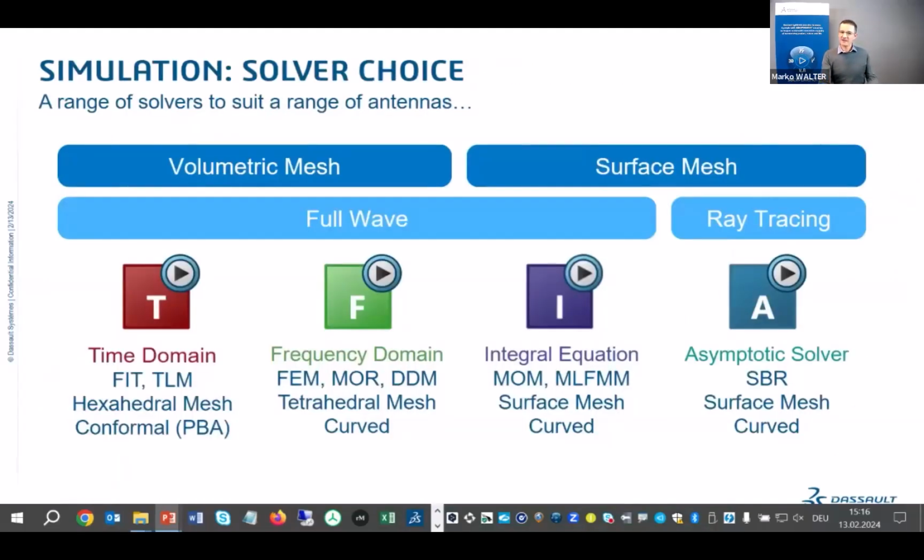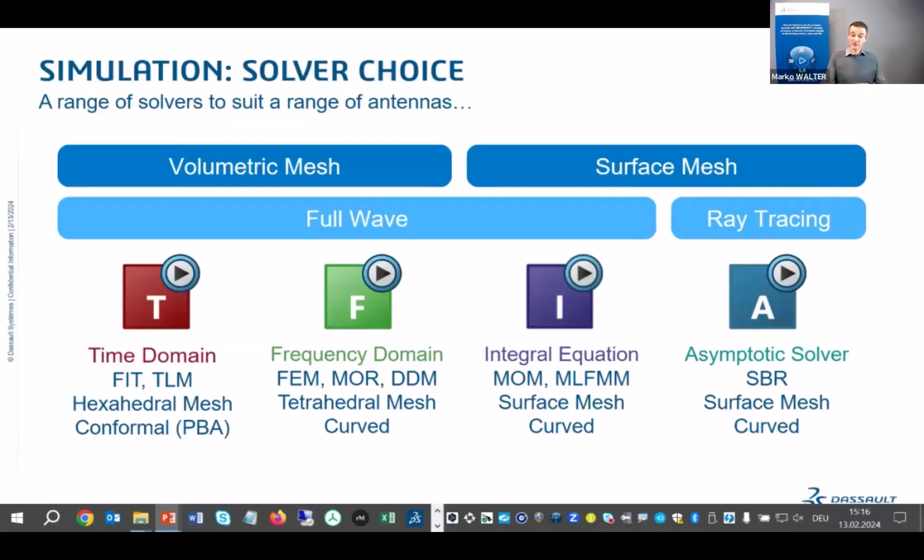So we provide within our CST Studio Suite access to a range of simulation methods, both time domain, frequency domain, integral equation, and asymptotic, and even some additional ones like mode matching. They can use different mesh types. Those can be volumetric or surface-based. They can be divided also into full wave or ray tracing approaches. So depending on the size and the level of complexity of your model, you might choose between them.